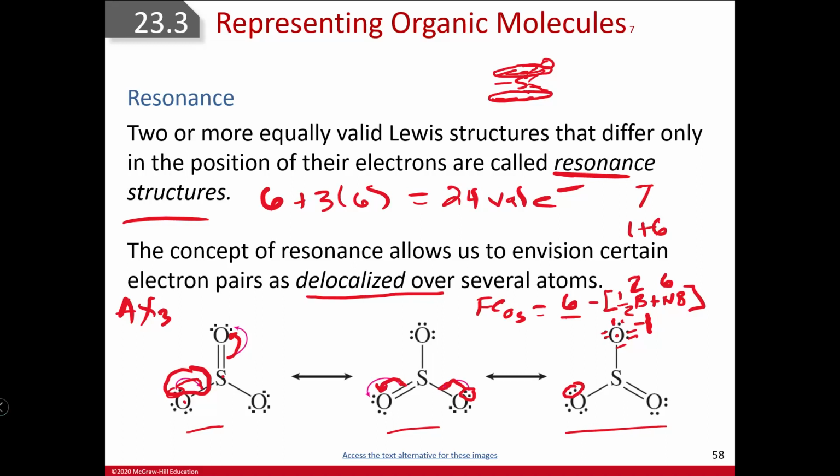Because notice this line is really a shared pair, and you're taking 1/2 of that pair, so that's like 1, right? So that's why it's 6 minus 1, 2, 3, 4, 5, 6, 7, and you get -1 for the formal charge. Now you don't reinvent the wheel. You know this is -1 as well because they're exactly the same.